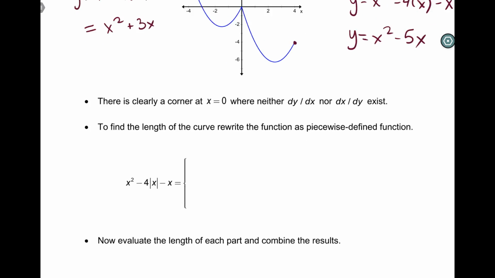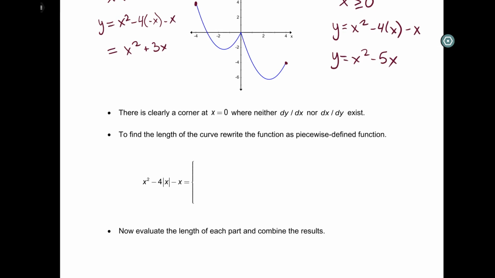Okay, to find the length of the curve, we write the function as a piecewise function.